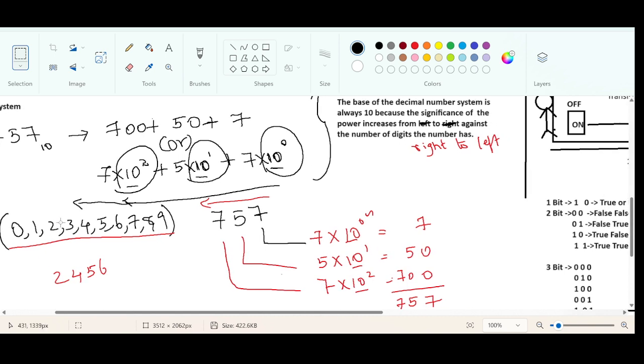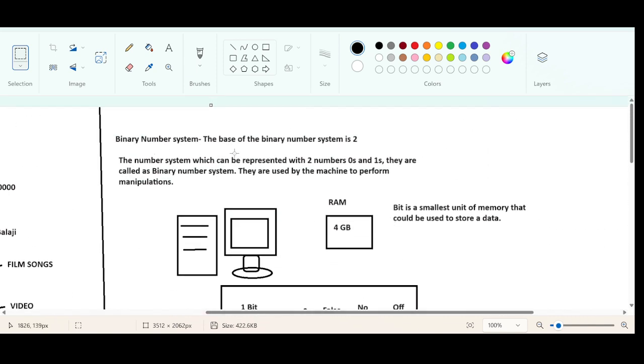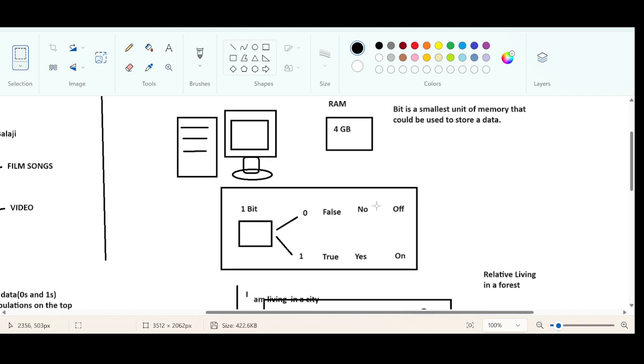You cannot see any other numbers apart from 0 to 9. Right? And we have started discussing the binary number system. Before even understanding the binary number system, I have explained to you about the smallest bit. A bit is the smallest unit of memory that you could store in a computer. Smallest piece of memory is nothing but a bit.